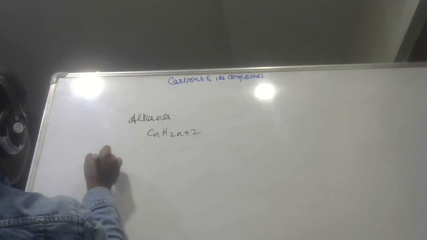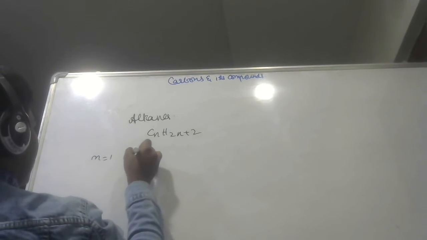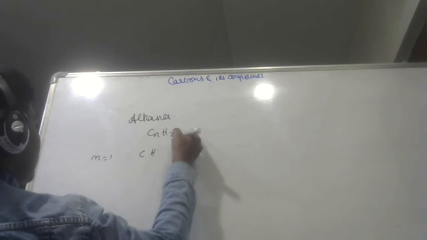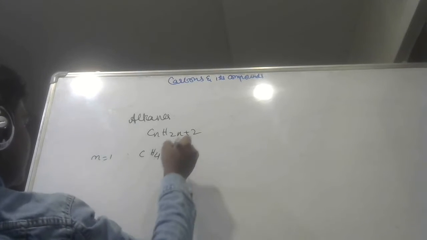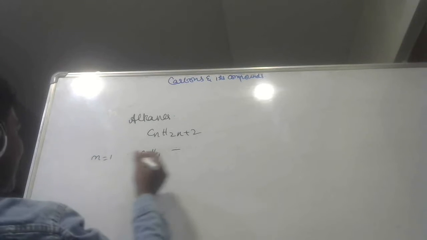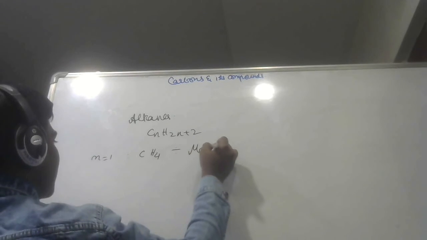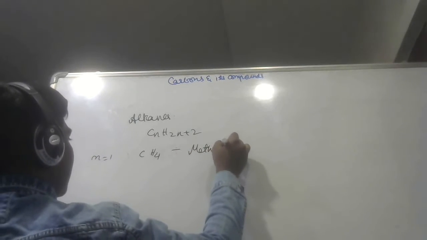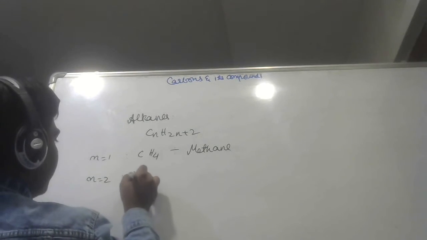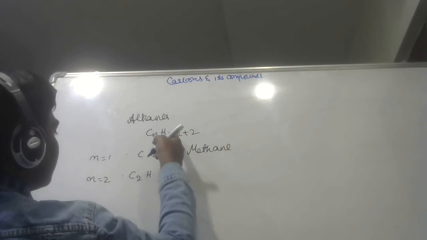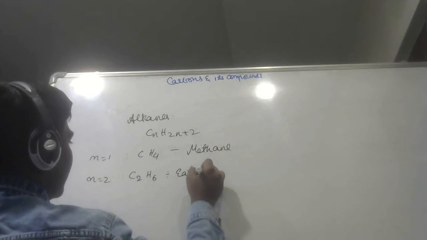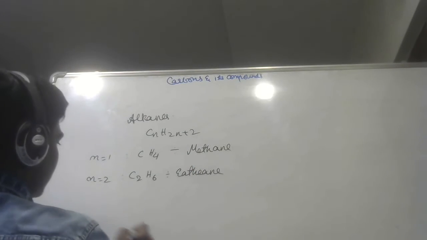We took the value of n as 1 and we got C1H4, since 2 ones are 2, plus 2 is 4. We also learned how to name the compounds. If n is 1, we put the word root as meth and the suffix as ane: methane. Similarly for 2, we write C2H6, since 2 twos are 4, plus 2 is 6. The second compound is named ethane.